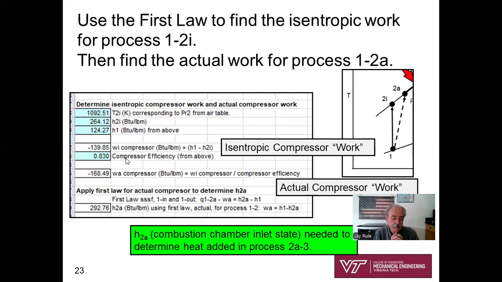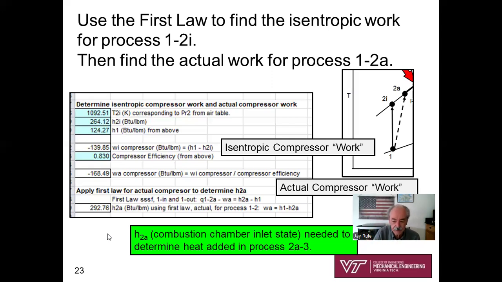Compressor efficiency, I already wrote down. So instead of using a formula, is W actual compressor going to be a bigger negative number than that? Yes, it is. So in my work, I said the only way to make it bigger is to divide this number by a fraction, 0.83. So isentropic compressor work divided by compressor efficiency is the actual compressor work, W dot over m dot, negative 168.5 BTUs per pound. Okay, I got W actual. That's going to help me for my net work.